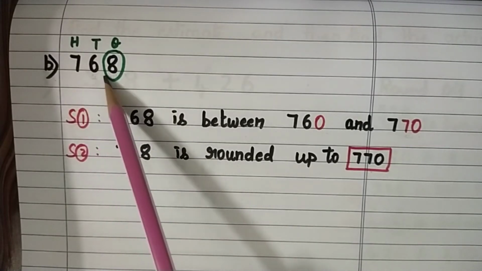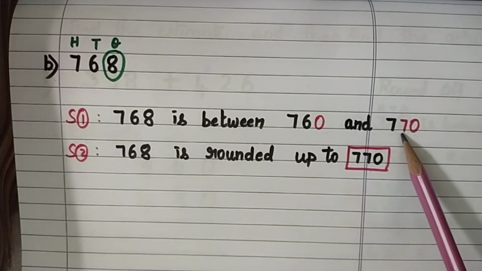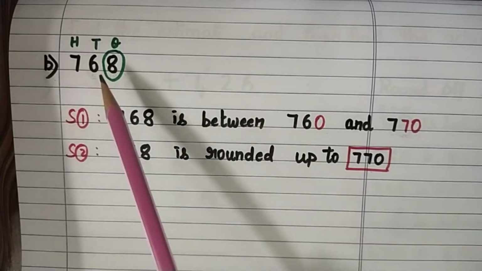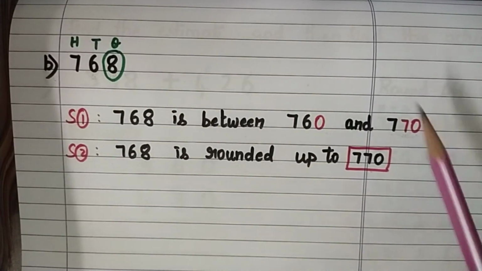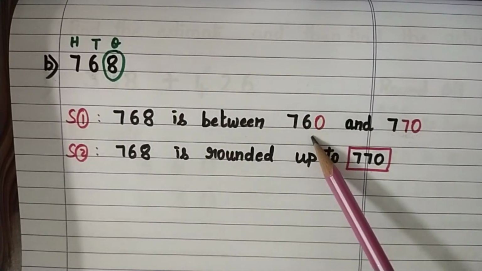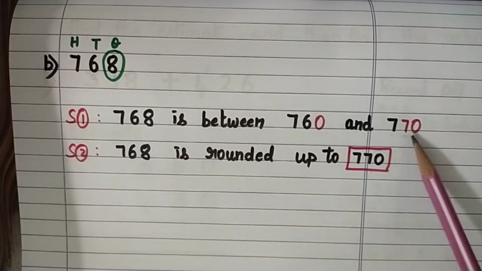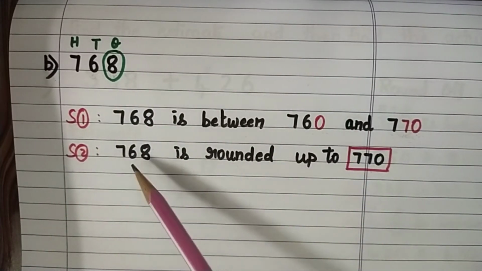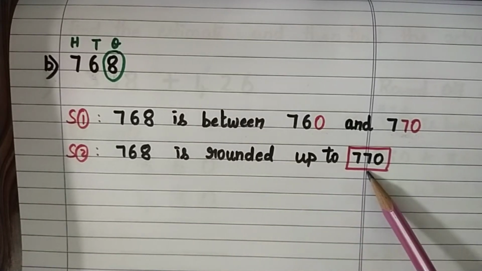So 768 is rounded to 770. 770 is the up number. Children, you all know that a strong number should be rounded to the up number. If it is a weak number, it should be rounded to the down number. So here it's 8. It's a strong number. So we need to round it to 770. Step 2: 768 is rounded up to 770.